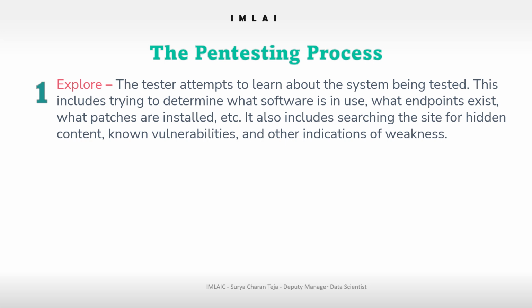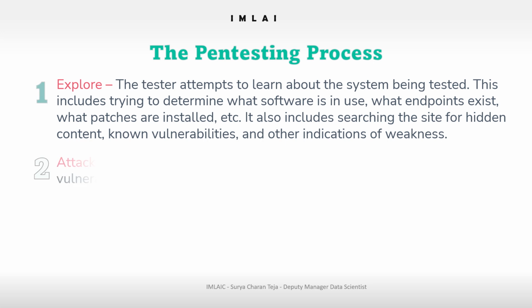The second stage in pen testing is attack. Here the tester attempts to exploit the known or suspected vulnerabilities to prove they exist. The third stage is report, where the tester reports back the results of their testing, including the vulnerabilities, how they exploited them, how difficult the exploits were, and the severity of the exploitation.